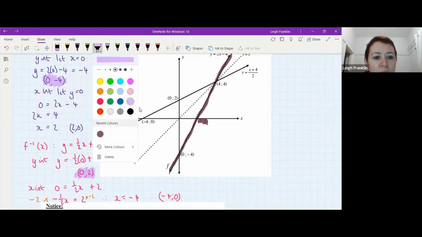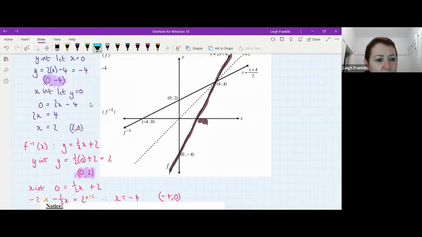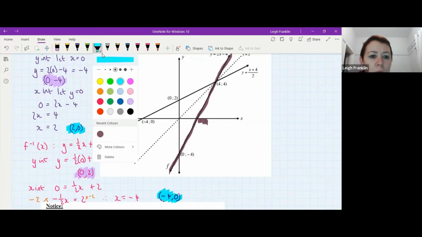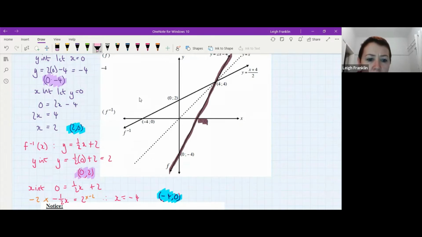Same story over here. There was our x-intercept at (2, 0), and now here's our x-intercept at (-4, 0). So this line, pink, the line y equals half x plus 2, has been reflected over the line y equals x.